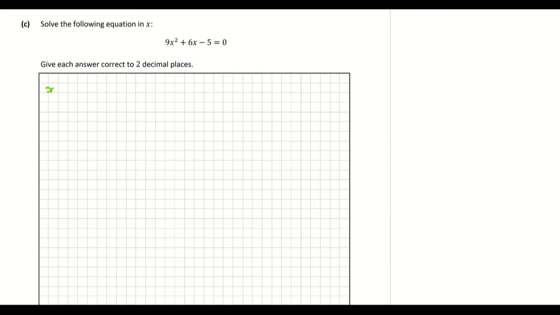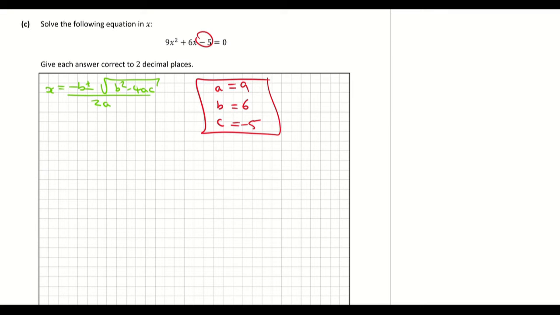So your formula is x is equal to minus b plus or minus the square root of b squared minus 4ac all over 2a. Good practice, write down the values of your a, b, and c. My a is the number in front of the x squared, which is 9. The b is the number in front of the x, which is positive 6. And the c is the constant, which is minus 5.